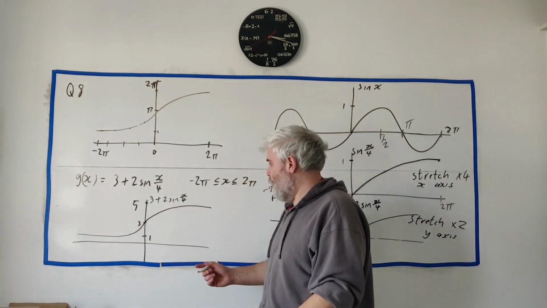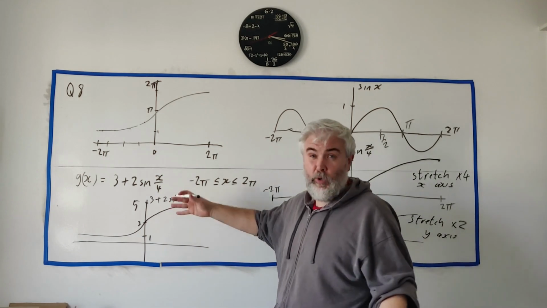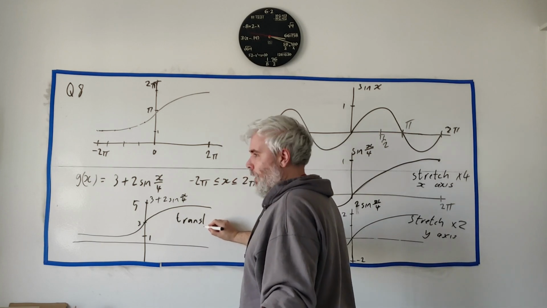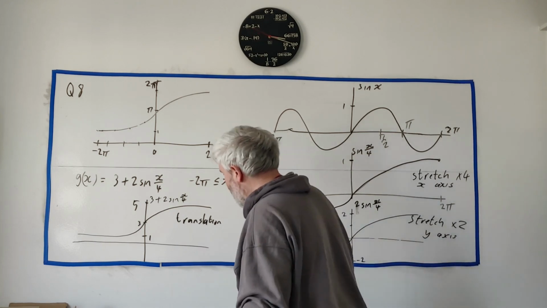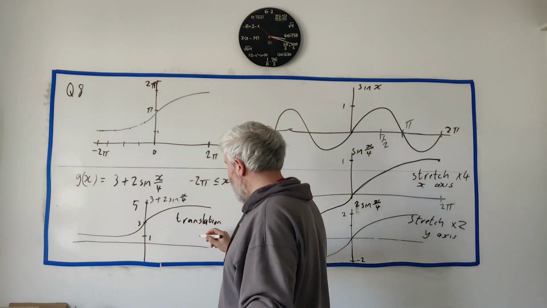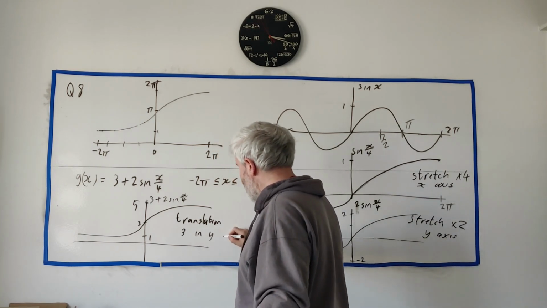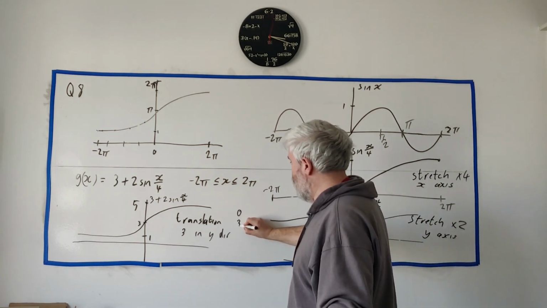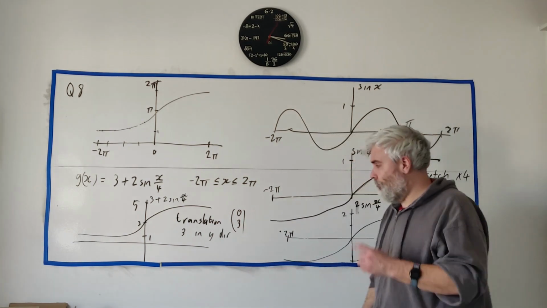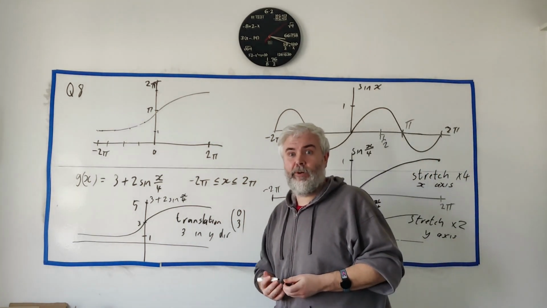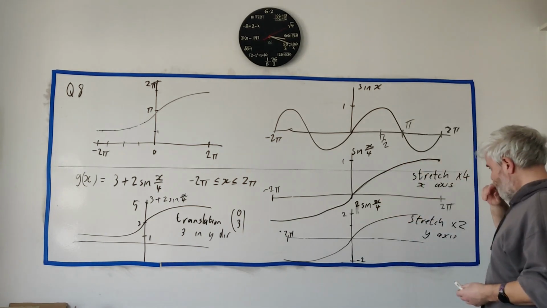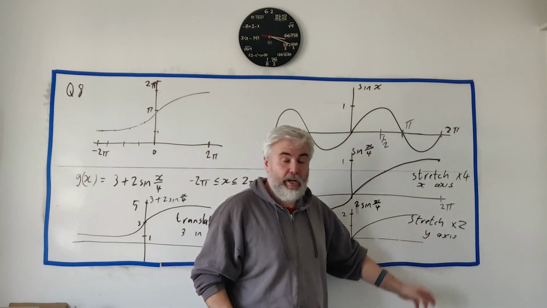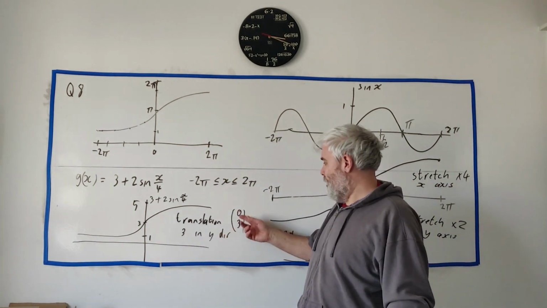And then finally, what have we done? We've just moved it up. So you can even write move, but the fancy word is translate. Translation. I hope that I spelled that right. Translation, I guess you could write it like 3 in the y direction. Or you could write it as translation 0,3, which is the fancier way to write it. And that's it for part D. That's all they wanted, these 3 sentences. Stretch times 4, x-axis, stretch times 2, y-axis, and translation 0,3.